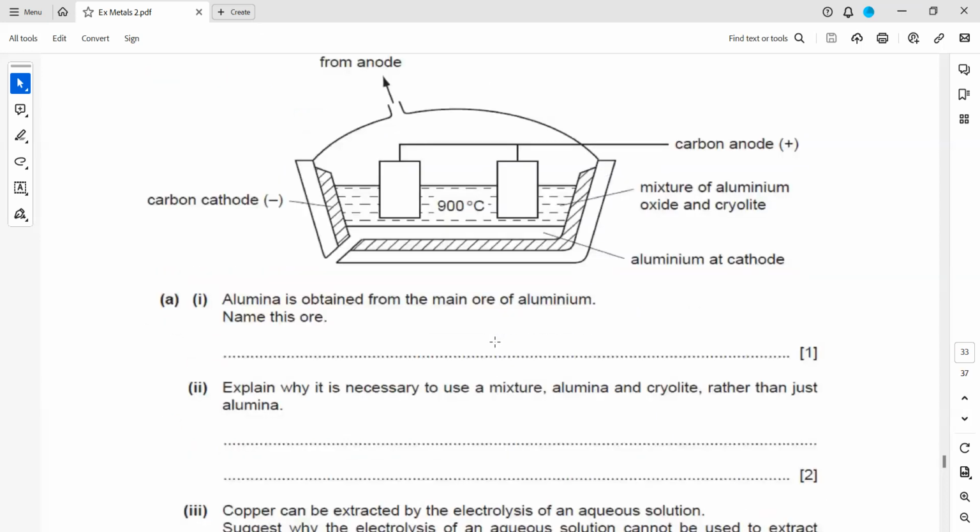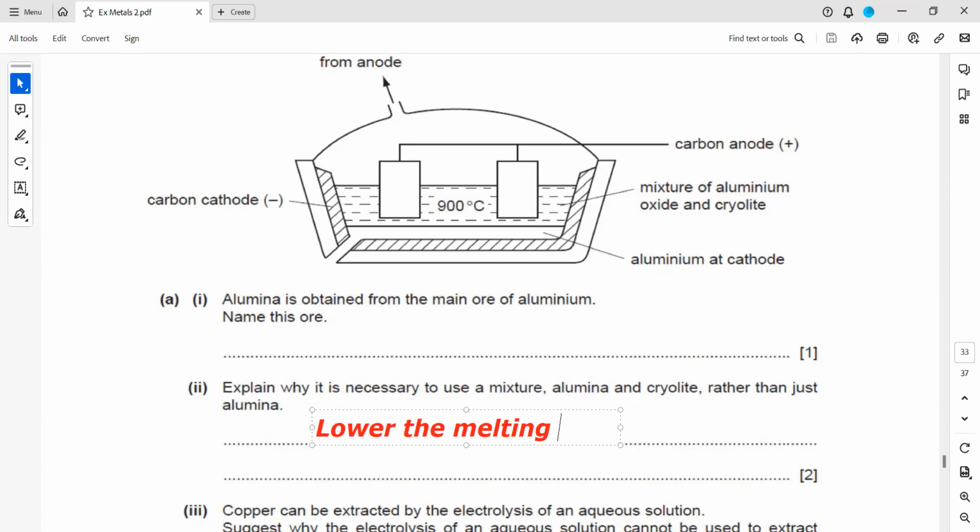Explain why it is necessary to use a mixture of alumina and cryolite rather than just alumina. So basically, what's the reason for using cryolite? The first reason is to lower the melting point, because when the melting point is lower, we can operate this at a low temperature. As I mentioned, if it was pure aluminium oxide, the temperature should be around 1900. But as it's mixed with cryolite, what will happen? It will lower the temperature.